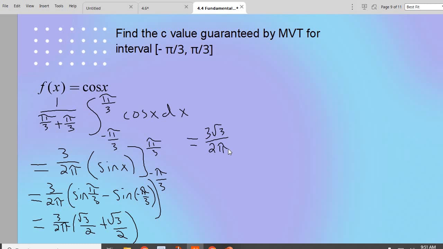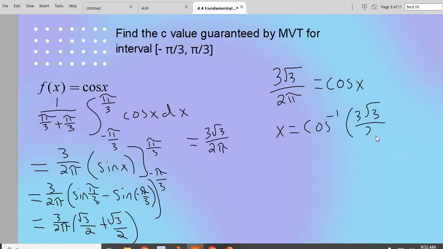Now remember, this is our average value, but they did not ask us for the average value this time. They asked us for the c value that makes that happen. So what do we need to do with that? Plug it in to our original. Where? On our original equation, the f of x, yes. How do I solve that? Take the inverse. Now, if this was a non-calculator active question, that is our answer.